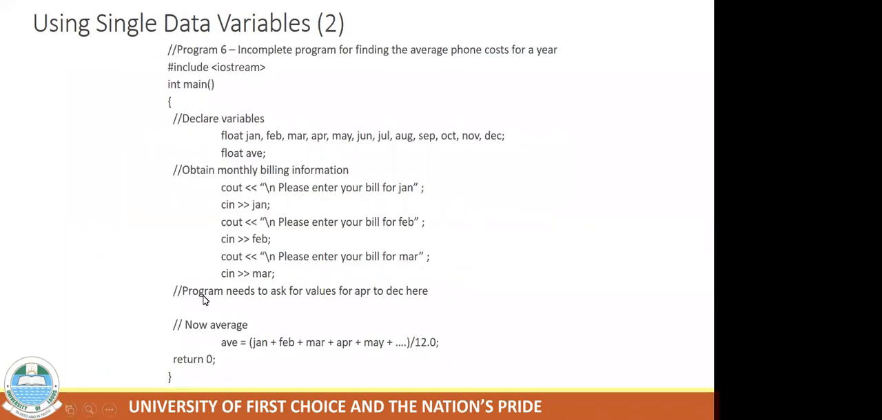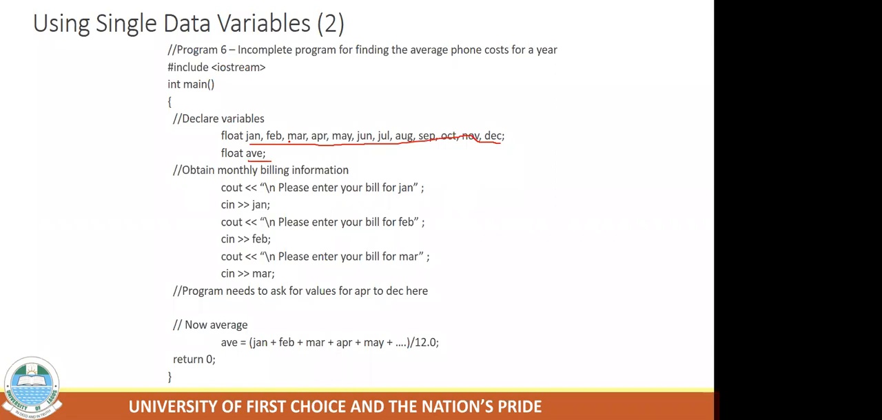Looking at this program, I'm not going to start from the iostream and int main. You can see from here, we declared January, February, March, April, up to December. They are all declared as floats. And we declare an extra variable called ave, that is to say average, to store the average value of these 12 months.